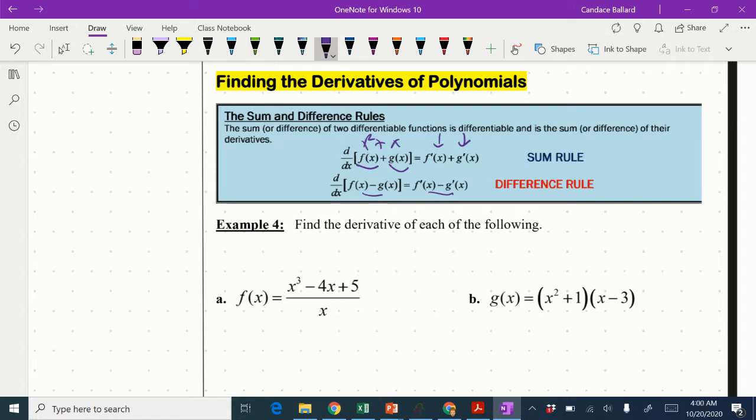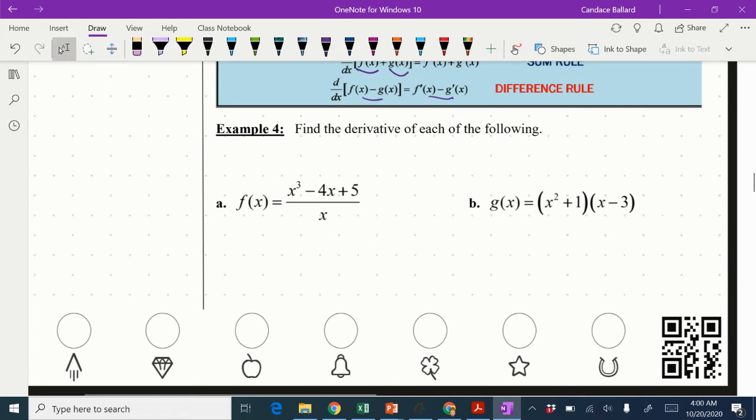So we're going to find the derivative of each of the following. Some of these probably need to be simplified before I find the derivative. So in A here, I would probably rewrite this as f of x equals x cubed over x minus 4x over x plus 5 over x. And I'm going to go ahead and simplify it. Notice I haven't done any derivatives or calculus yet. I'm still doing algebra. So when we have a division sign here, it means we have to subtract the exponents. So we have 3 minus 1, which would be x squared. And then these x's would cancel, so I just have minus 4.